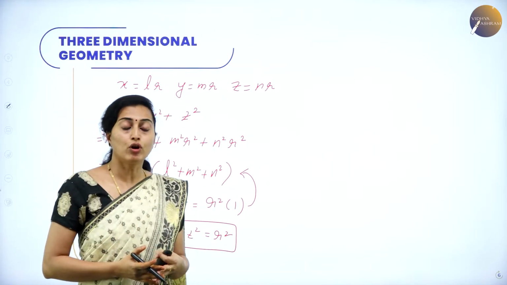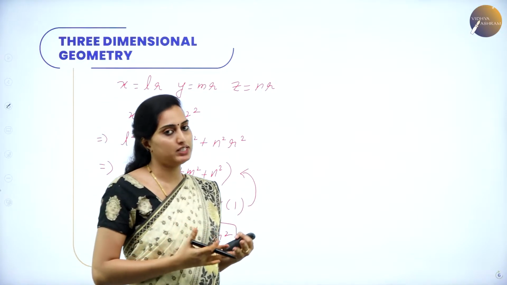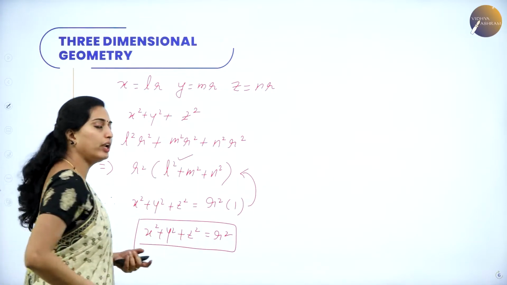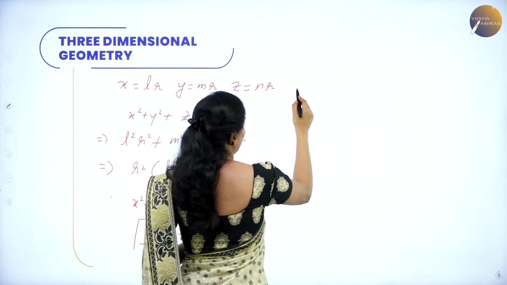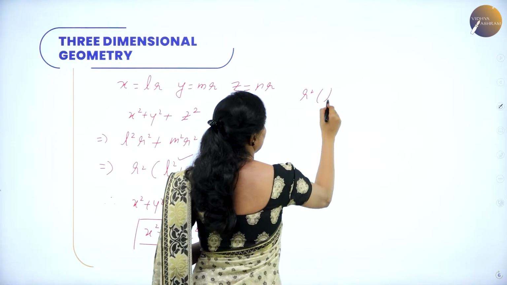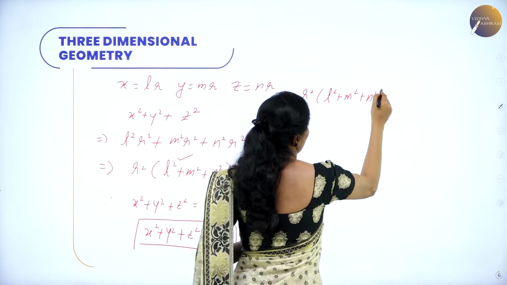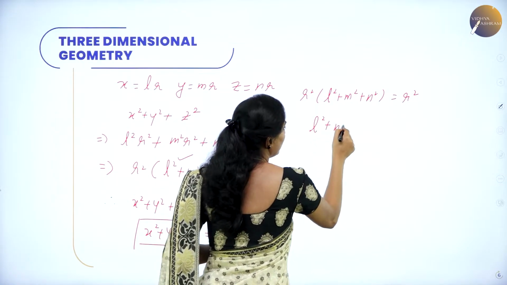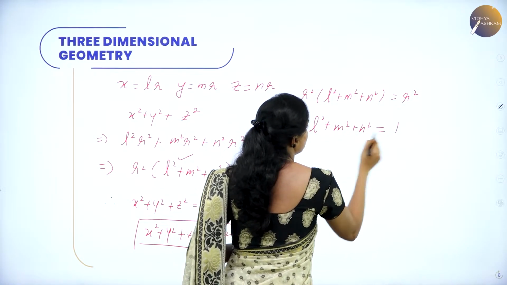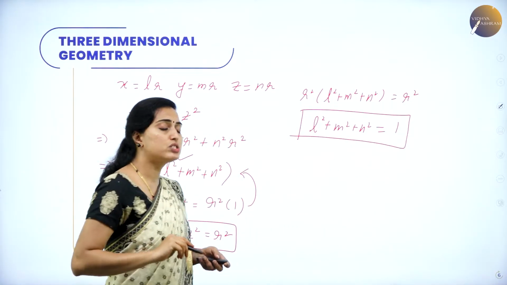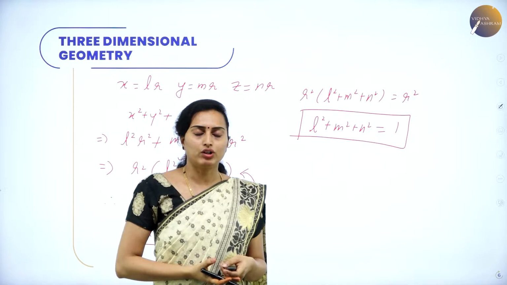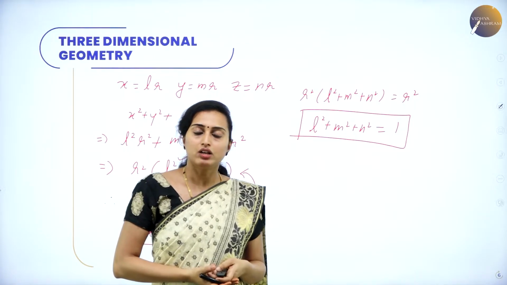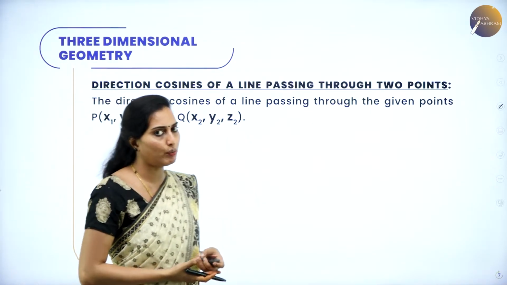Right? So how to prove the last result, l squared plus m squared plus n squared is equal to 1? You know already x squared plus y squared plus z squared is nothing but r squared into l squared plus m squared plus n squared. Therefore, we are writing r squared into l squared plus m squared plus n squared is equal to r squared. Dividing throughout by r squared, you are going to get l squared plus m squared plus n squared is equal to 1. This is what we have used in the last case to find the direction cosines along the direction ratios. Okay, that's it. Now we'll be moving on to the next concept, which is also very important.